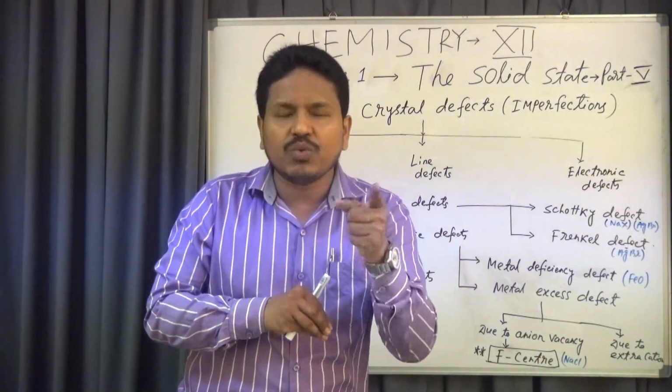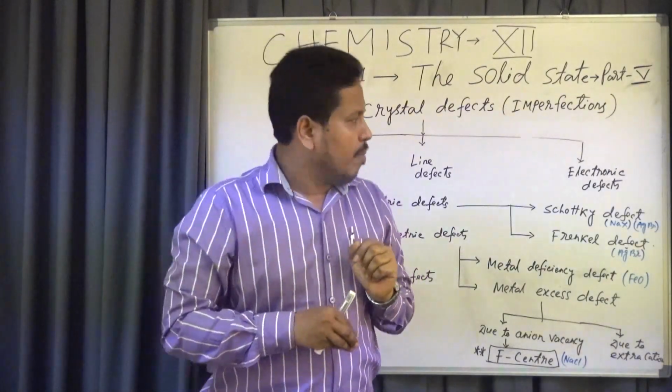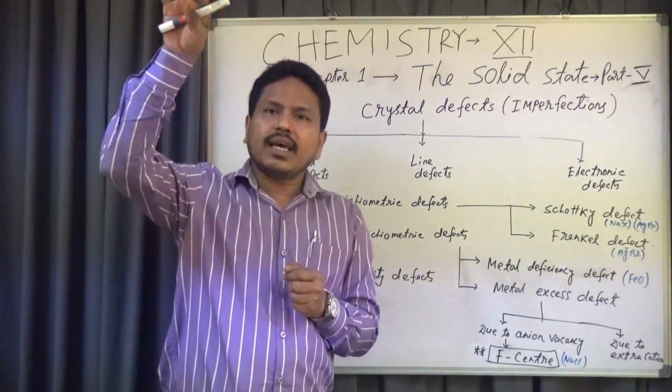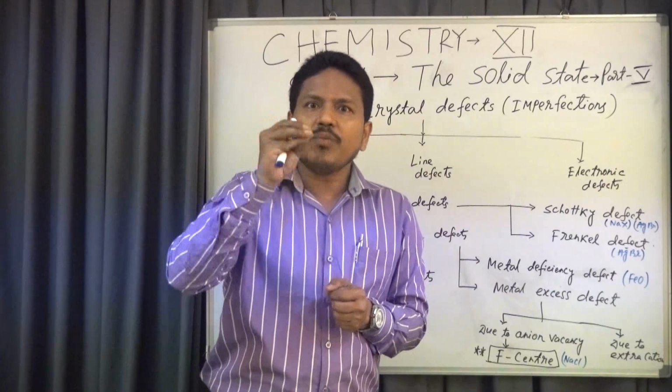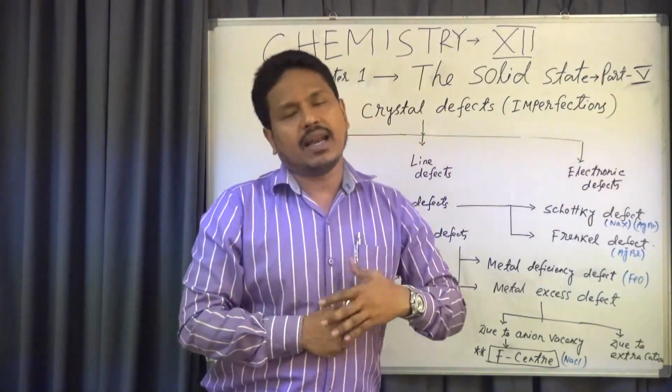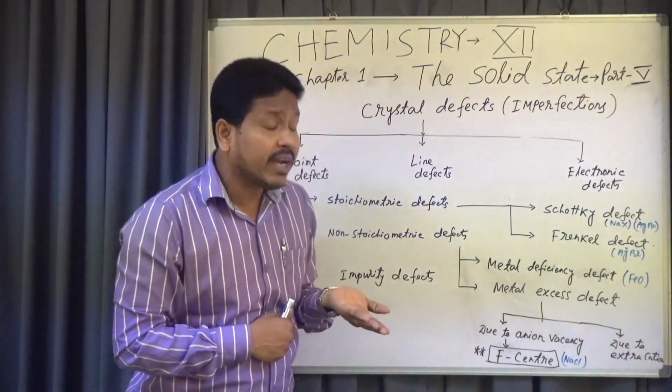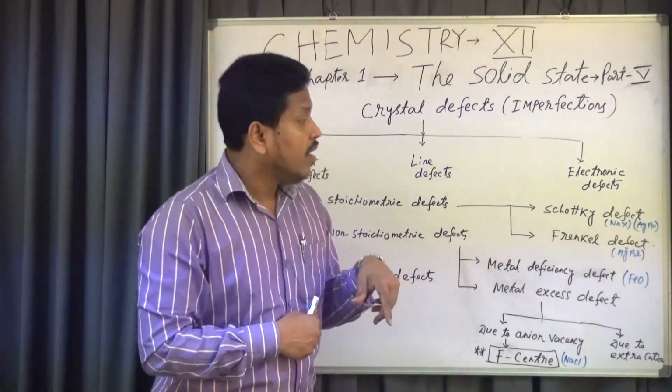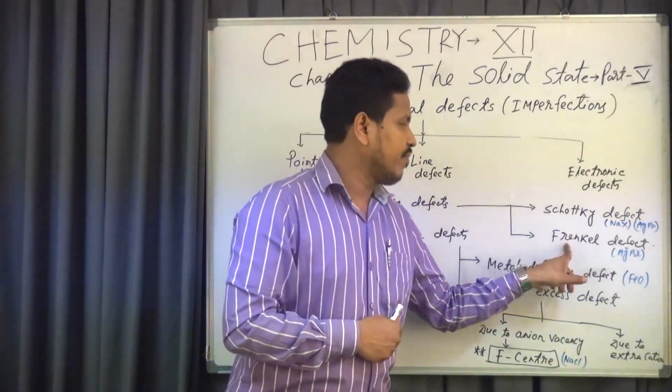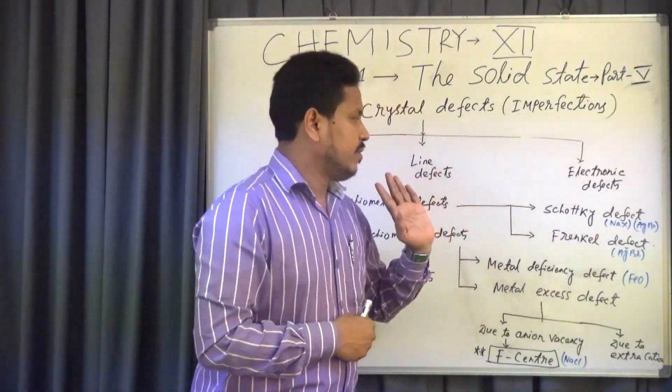That is the vacancy defect due to cationic vacancy. Or an anion may leave the lattice site, so the site of the anion will remain vacant. That is the anionic vacancy. So due to vacancy defect or interstitial defect, in ionic solids, Schottky defect and Frenkel defect are found.